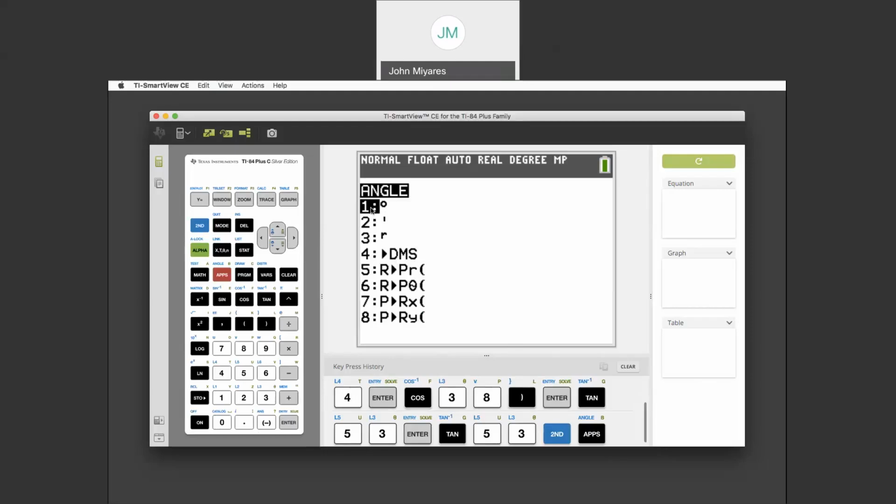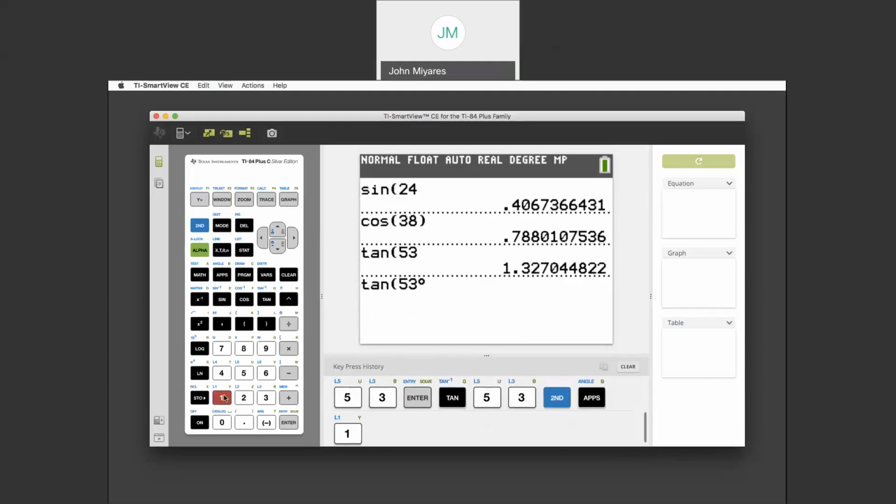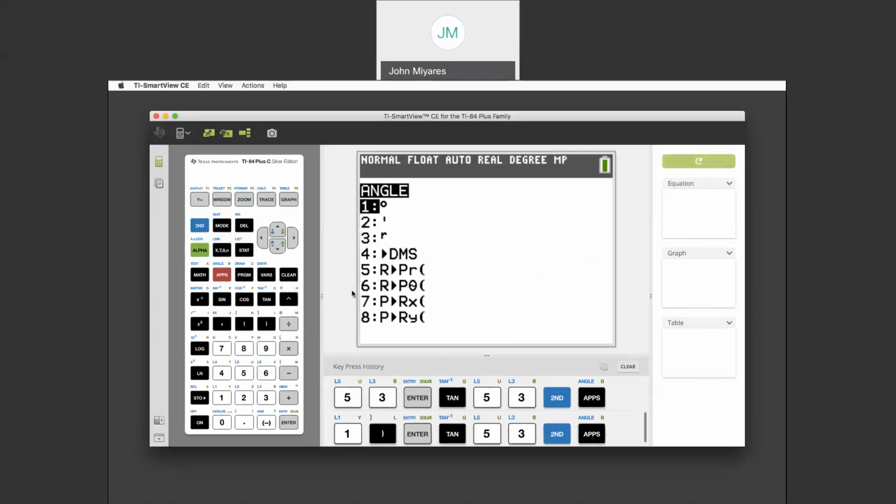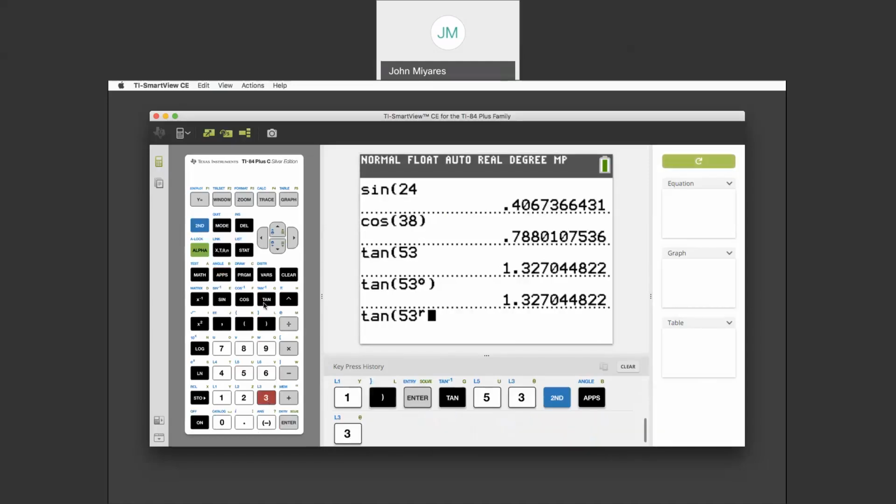By selecting option 1 here, and then closing our parentheses, it will know I want to take the tangent of 53 degrees, and that will override the calculator's choice of what mode we're in. So if we were in radian mode and I told it the tangent of 53 degrees with a degree symbol, it will calculate things properly. Whereas if I said, what is the tangent of 53 radians? And I will go through here, say second function, angle, and then hit a 3, close my parentheses, we'll get a very different answer.